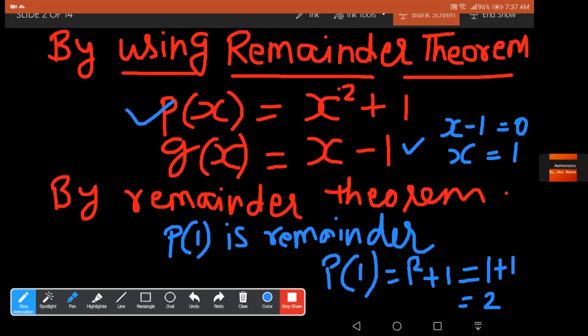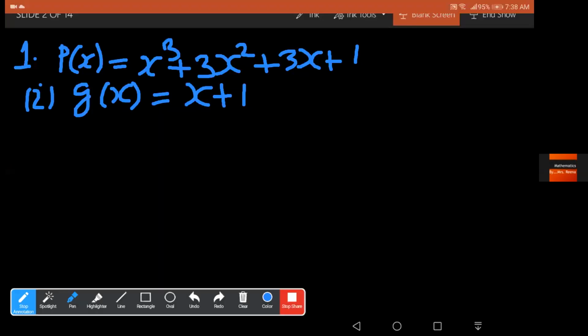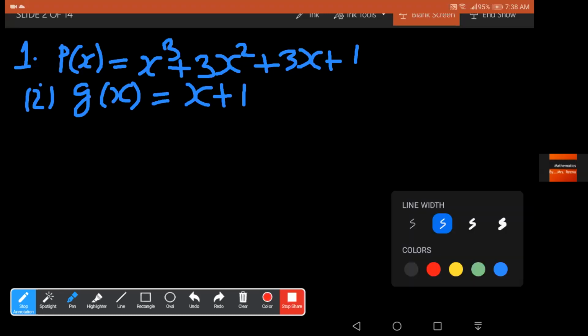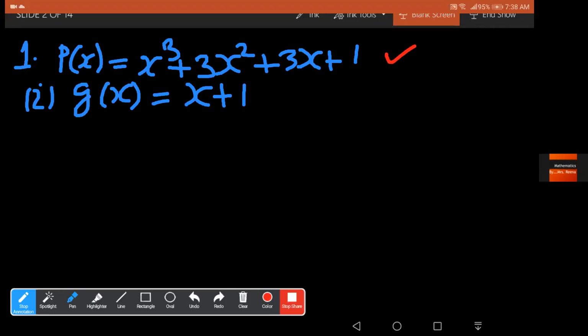सो लेट अस चेक व्हाट इज द फर्स्ट क्वेश्चन. हमें फर्स्ट क्वेश्चन में क्या गिवन है चेक करते हैं. So this is the first question of the exercise. जहाँ पे हमारे पास पॉलिनोमियल कौन सा है? Yes, we have a polynomial here. x cube plus 3x square plus 3x plus 1. And we have to divide it by x plus 1 and we have to find out the remainder.